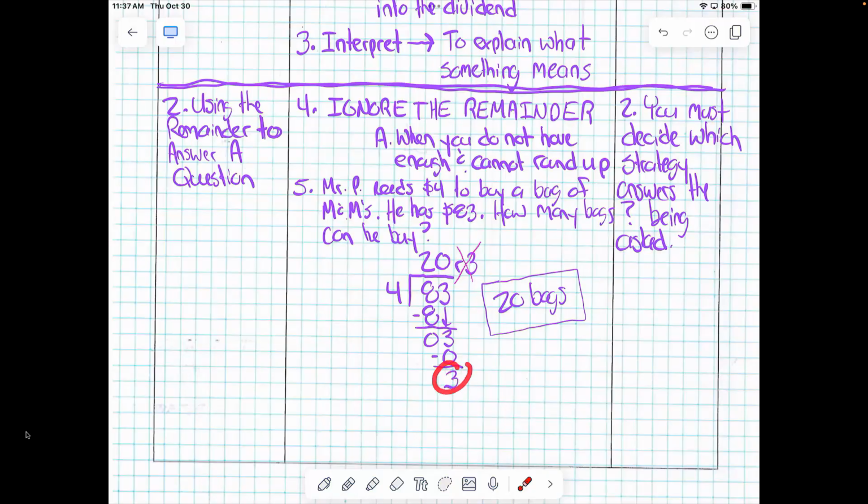Is $3 enough to buy another bag of M&Ms? So I'm going to ignore my remainder, and I bought 20 bags of M&Ms. I wanted to buy as many as I could. Good? Okay. That's strategy 1.